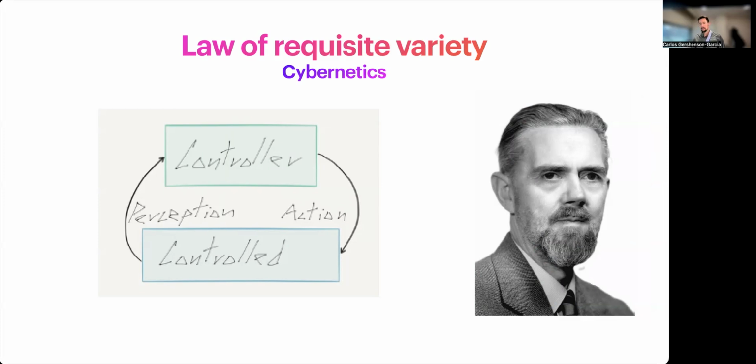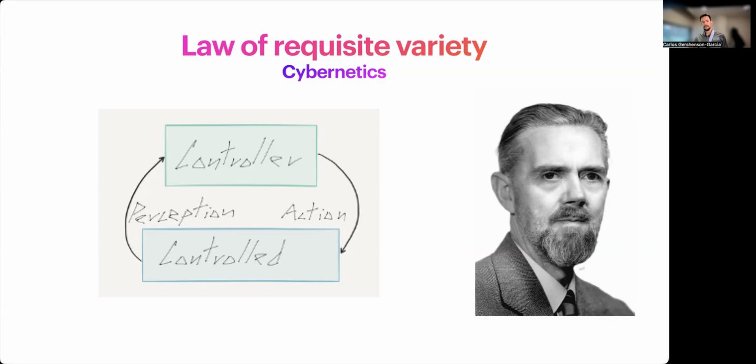So in a control system, we have a controller that perceives its environment, or that which it is trying to control, some variables, and then acts on that. And that's like a control loop. So Ashby stated, I mean, it's actually more of a tautology, that a successful controller requires to have at least the same variety as that which it is trying to control.